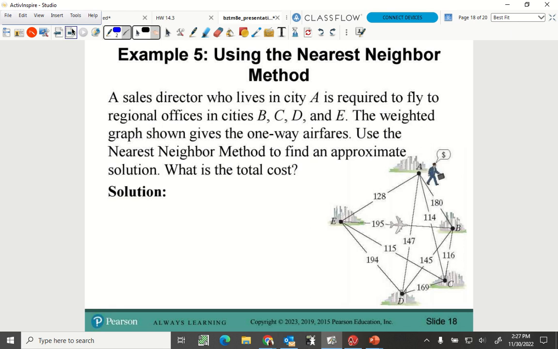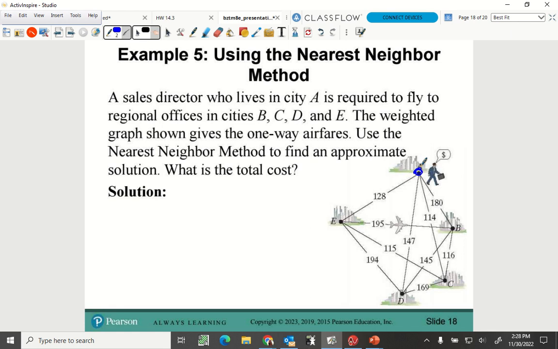So this one right here: a sales director who lives in city A. So that means they live there. They need to go to all these other places. They are required to fly to the regional offices in the different cities, B, C, D, and E. The weighted graph shows one-way airfares. Use the nearest neighbor method to find the approximate solution. What is the total cost?